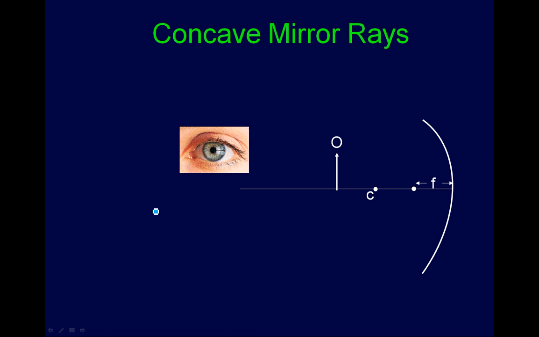And so for the light rays, here's our eye, and we're assuming that this arrow labeled O is our object. And here we have a concave mirror, and the way that it works is there are 3 special rays that, if you draw them, will come together at the point where your image is. And here are the 3 rays.